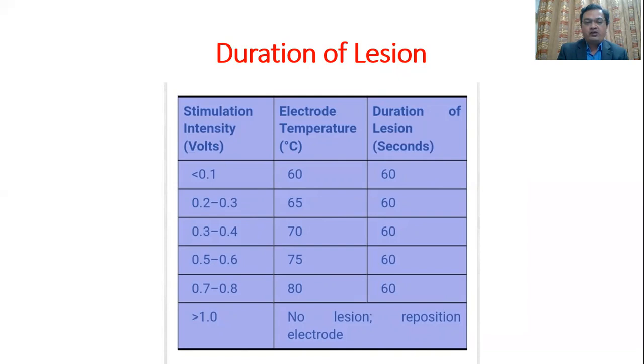If we keep a lower temperature, then recurrence of pain is high, and if we keep a high temperature, complications like numbness over the face are also high. So this medium temperature gives good results with good duration of effect.